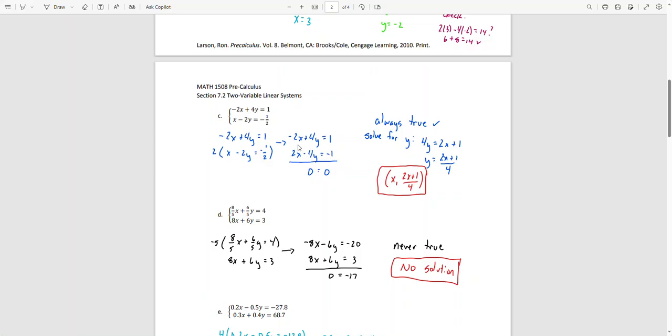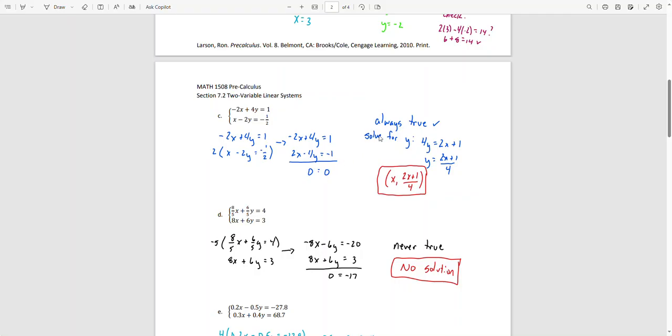When I add these straight down, I notice that both the x's cancel and the y's cancel or are eliminated, but also the 1 and minus 1 make 0. What I end up with is an equation 0 equals 0, which is always true. And if an equation is always true, it doesn't matter what you pick for x, it's independent, the y will follow.